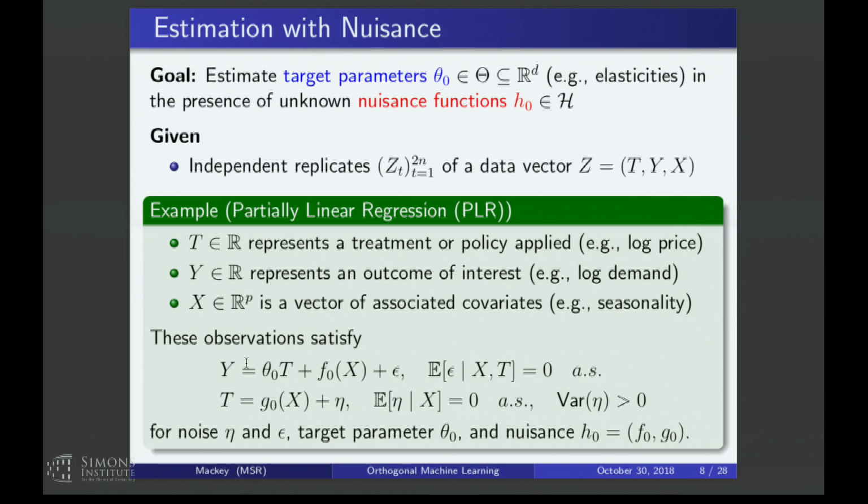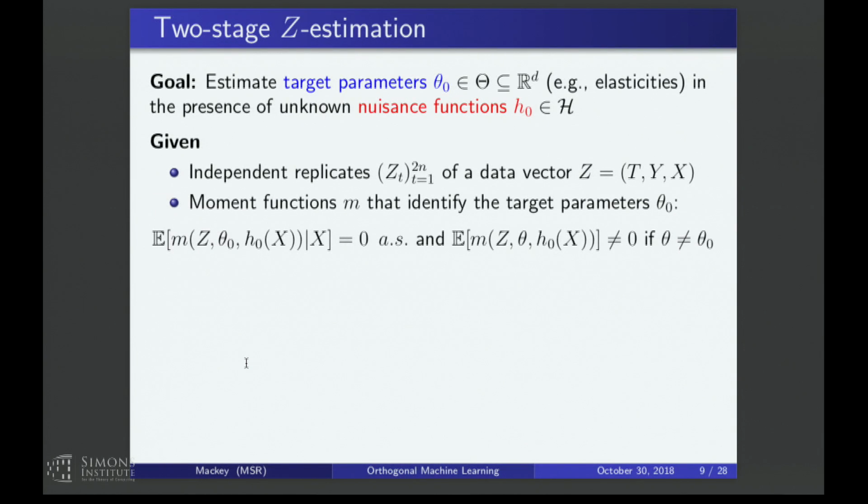And epsilon and eta are just noise variables in the model. Okay, so we'll come back to this model again and again. But how are we actually going to go about estimating our target parameters? So we're going to use what you could call two-stage Z estimation, or two-stage method of moments.